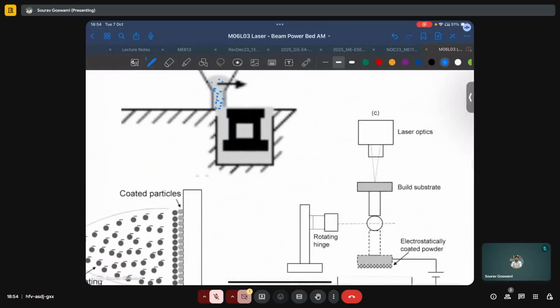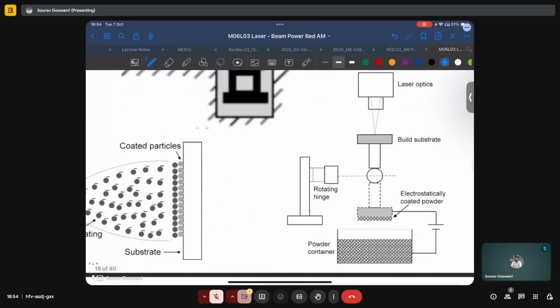Or we can have an electrostatic type recoating system, where the build substrate itself is mounted onto a rotating hinge, which can rotate away from under the laser. Then it can have a temporary electrostatic field, which, in this case, the bed is positively charged, whereas the reservoir is negatively charged. And so there's an electrostatic force of attraction between the substrate and the powder particles inside the reservoir. They will get attracted and they will stick onto this build substrate.